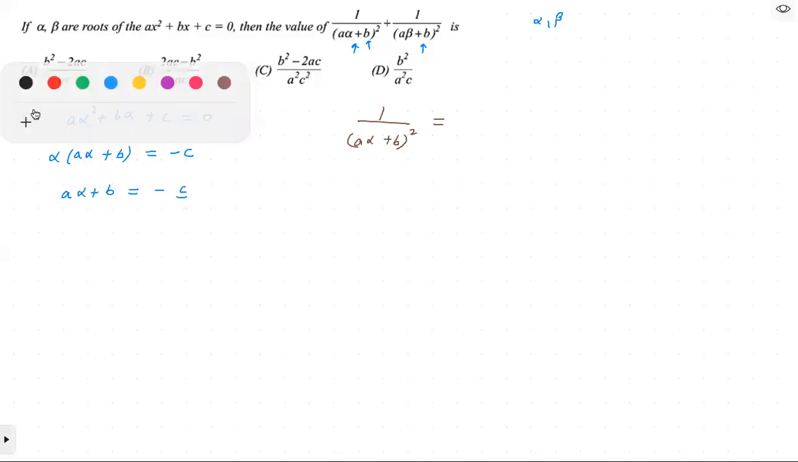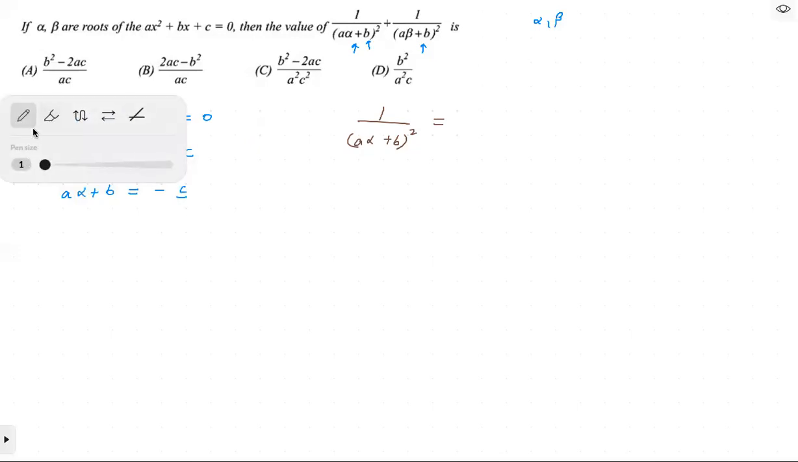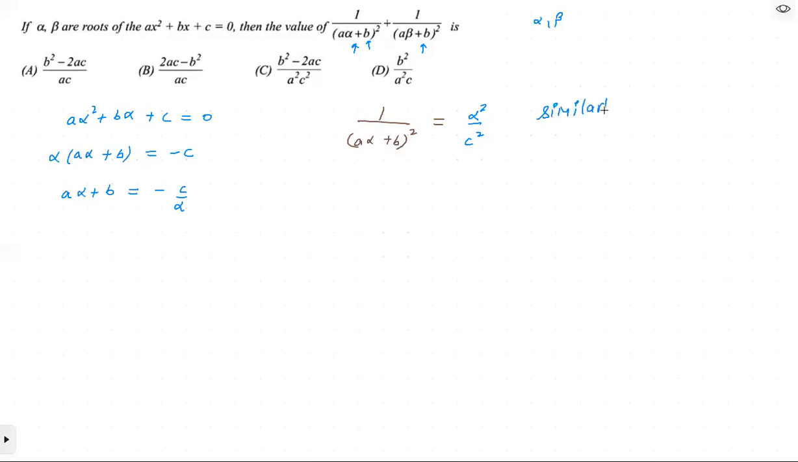Yeah. So now here we are having c by alpha. Fine. So now let us try to proceed with this. So similarly, what we are getting here is alpha square by c square. Similarly, we don't even need to calculate that. So similarly, the other part, which is 1 by (a beta plus b) whole square, is nothing but equal to beta square by c square.